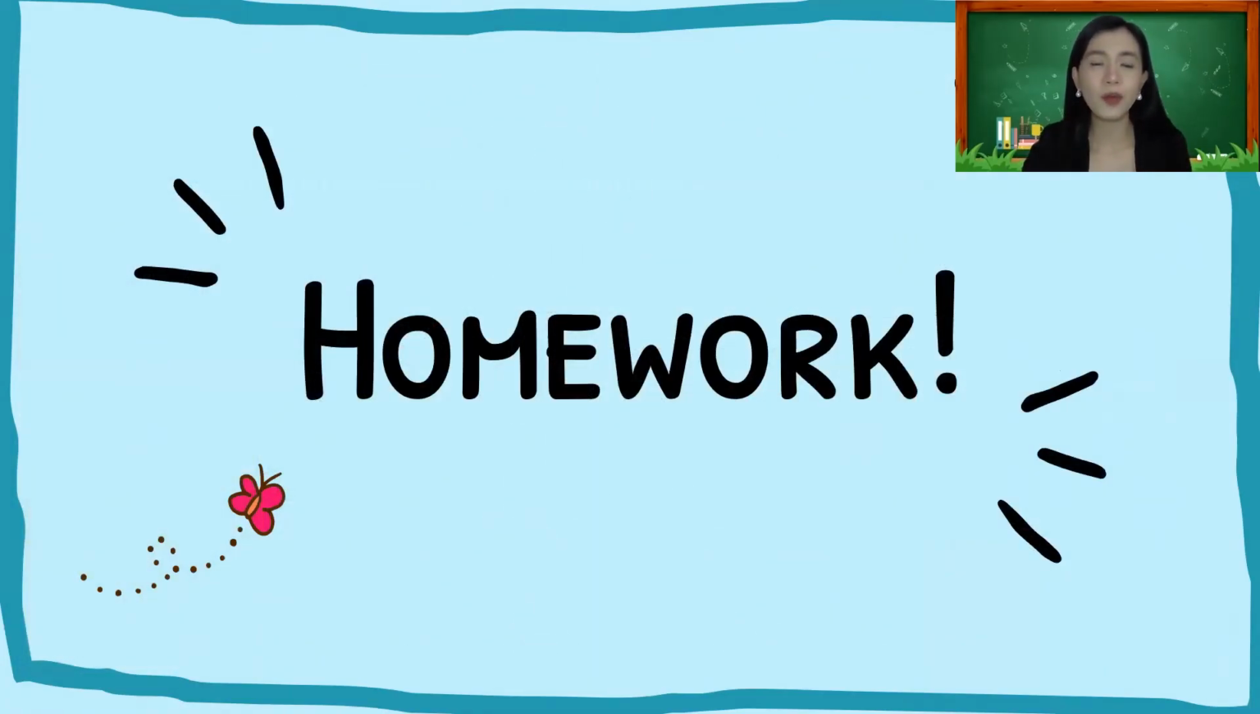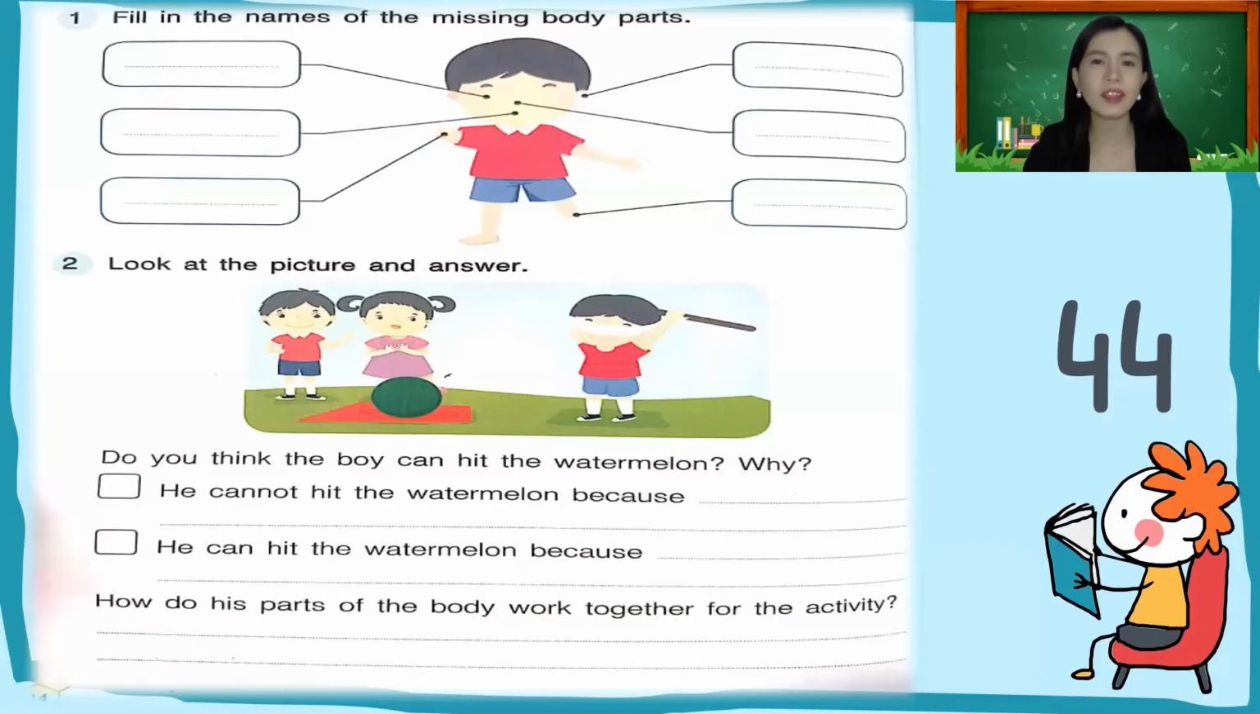Now for your homework, you can find that on page 44. Number 1. Okay, so the direction says, fill in the names of the missing body parts. Some body parts of this boy are missing. So what you're gonna do is to write the names of the body parts that are missing. Okay, so that is very easy. I think you can do that alone.